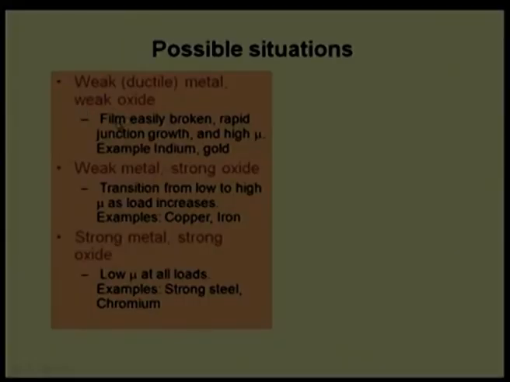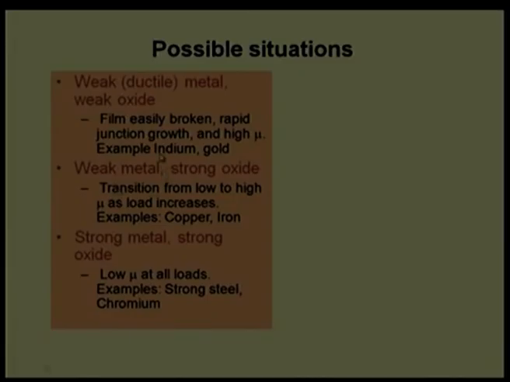So, what we are able to say from that is that this film made of weak oxide can be easily broken, because its bonding to the parent material is much weaker, and this kind of material with a weak oxide layer will undergo rapid junction growth, resulting in a very high value of mu, a high coefficient of friction.